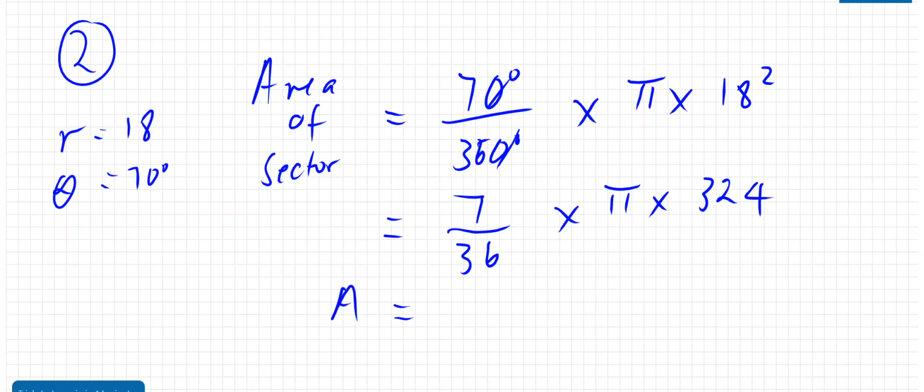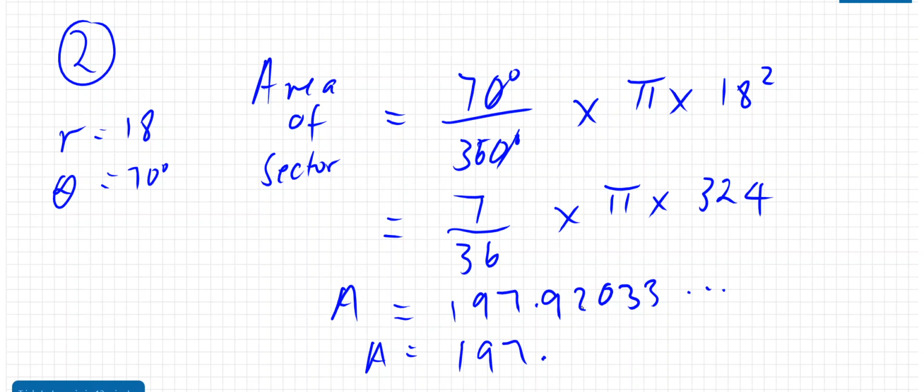The area of the sector, I'm left with 197.92033, and it goes on. And the question asks us to round it off to 2 decimal places. So the area of this sector is equal to 197 point, so 2 decimal places, my cutoff line's here. Before I get rid of everything else, let's check. The number after 2 is 0, so I'll just get rid of it. It's less than 5, so I'm left with 197.92 centimeters squared. Don't forget your units.